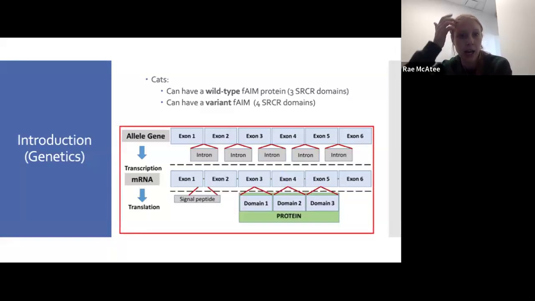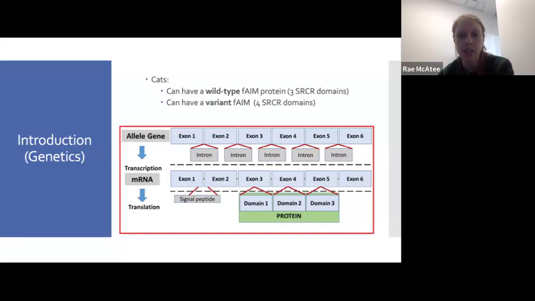And in cats, what we know is that there's a wild type feline AIM protein that has 3 scavenger receptor cysteine rich protein domains. And then there's also a variant feline AIM protein that has 4 of the SRCR domains. And so they show it here that exon 3, exon 4, and exon 5 correlate to those 3 domains.